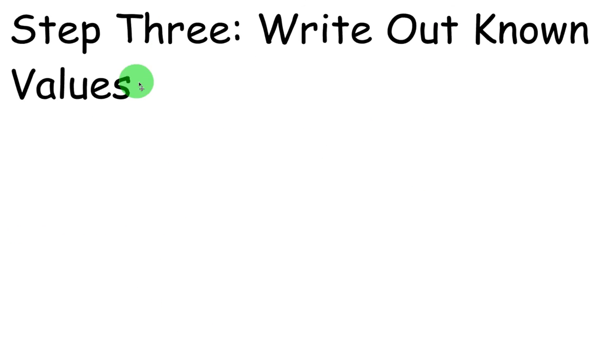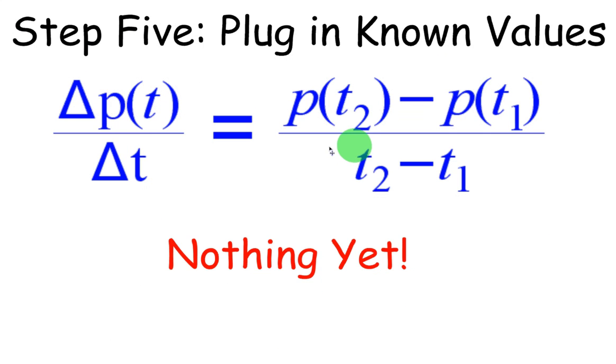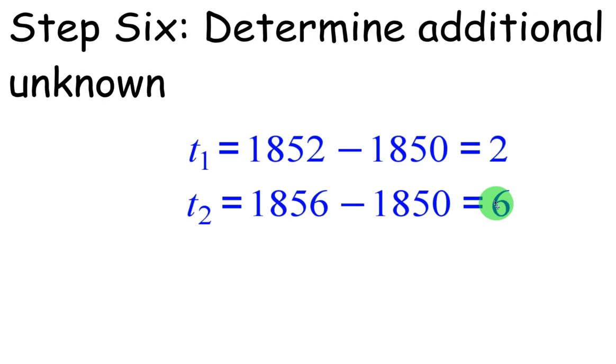Write out known values. Well, unfortunately, we don't really know anything right now until we look at the graph. I kind of already alluded to that. Step 4 is to write your equation, change in P over change in T. Again, it's just like y2 minus y1 over x2 minus x1. So we don't know anything yet. However, we can quickly figure out T1 is 2, since 1852 is 2 years after 1850, and T2 is 6 years after 1850.